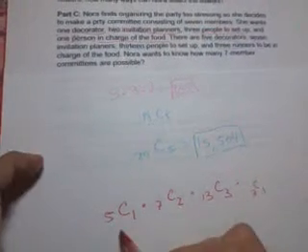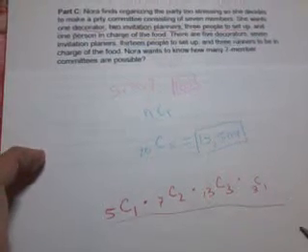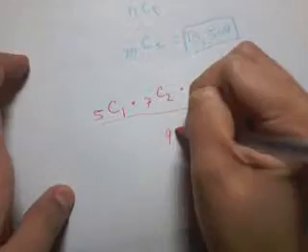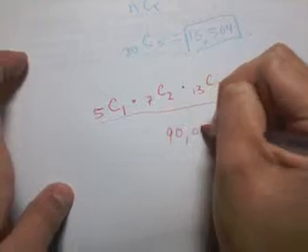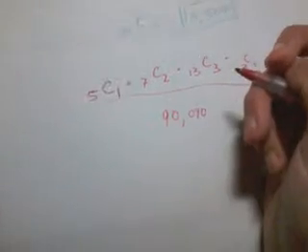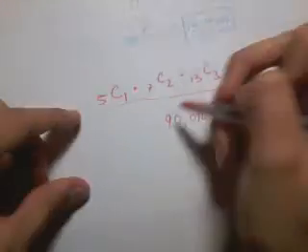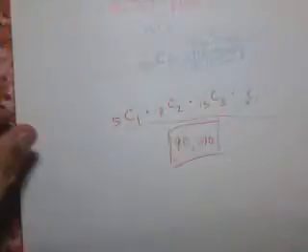So now we're going to multiply all of these together, and when we do so, we're going to get 90,090 possibilities that Nora can have for the 7-member committee. And that's our answer for Part C.